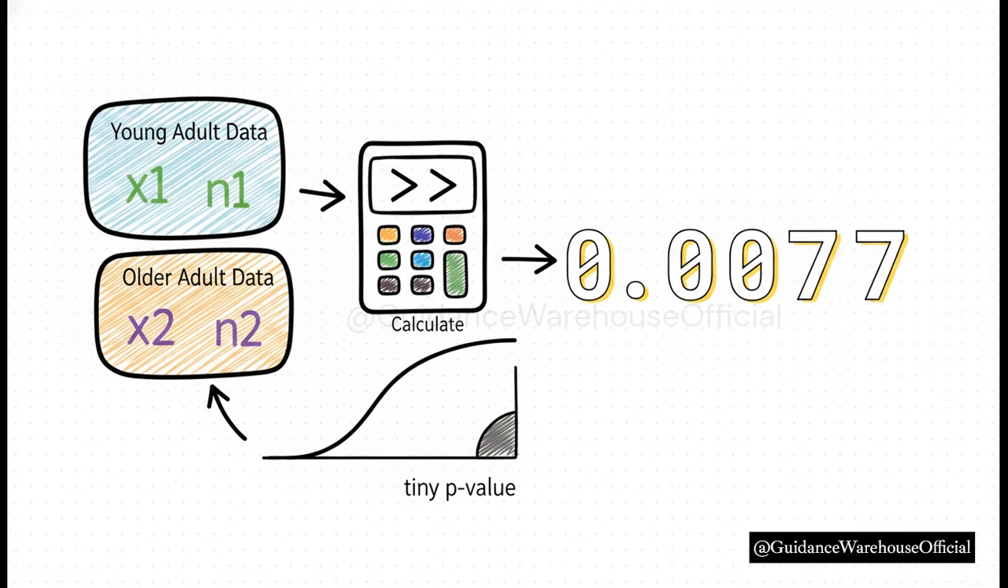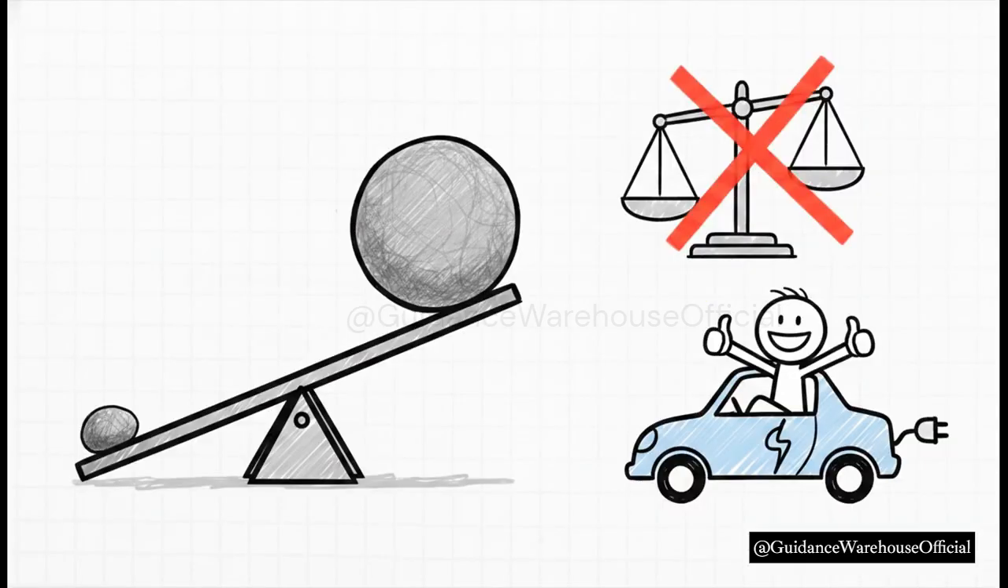The calculator instantly spits out a tiny p-value of 0.0077. That means there is less than a 1% chance we'd see this EV ownership gap randomly if the two age groups actually had the exact same ownership rates. Now we compare. Our alpha is 0.05. Our p-value is 0.0077. Since 0.0077 is significantly less than 0.05, we finally get to reject the null hypothesis.